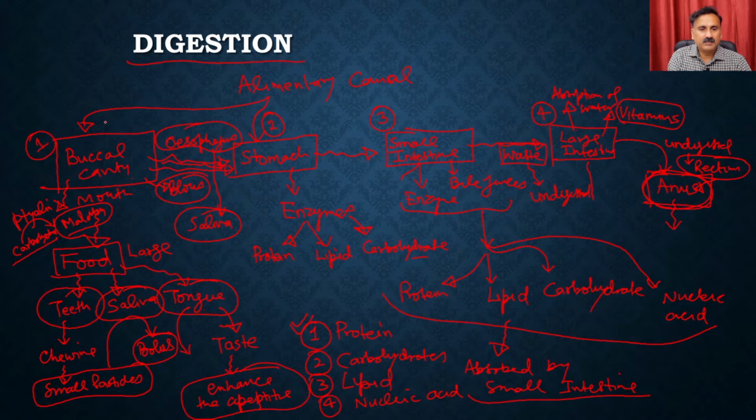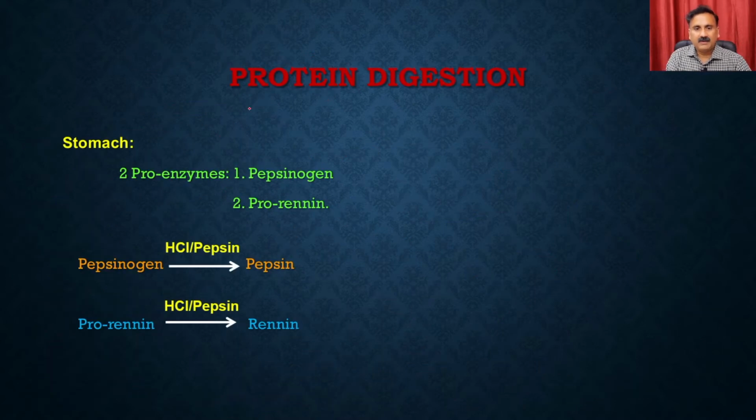Okay, so let's start with the protein, how the protein digestion is going to take place when the proteinaceous substances travel from the buccal cavity to the stomach and the large intestine. Within the buccal cavity there is no enzyme, so there is no digestive reaction that takes place in the buccal cavity. But once the protein enters the stomach, it has two proenzymes.